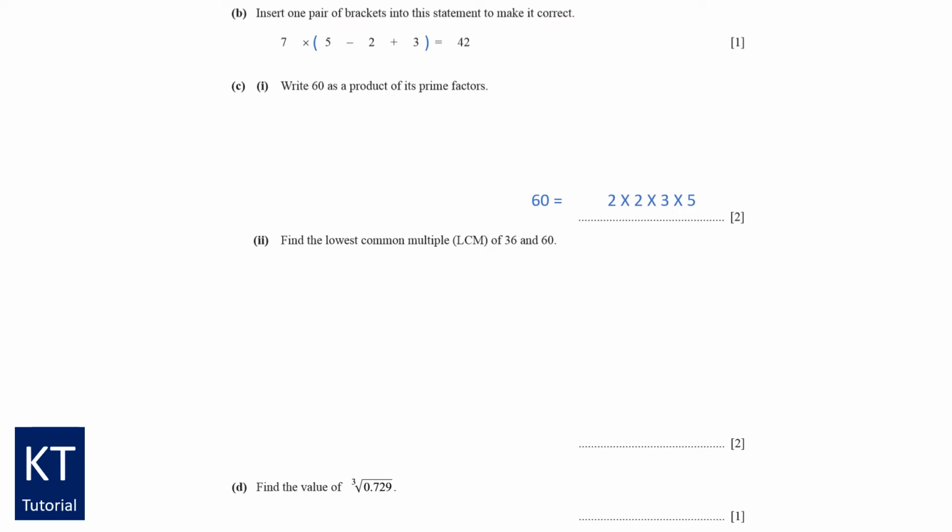Next, find the lowest common multiple of 36 and 60. Having formulated the product of prime factors for both 36 and 60, the lowest common multiple is the product of the prime factors that are non-repeating. Question 2d. Find the value of the stated expression. The required value is 0.9.